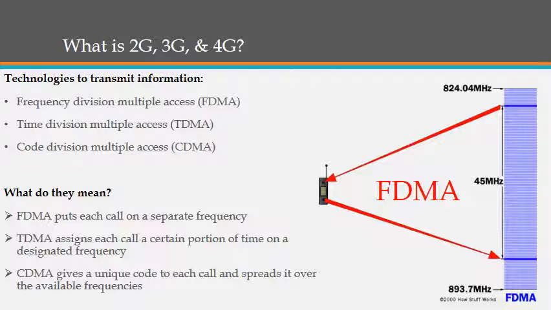Now, what is FDMA? FDMA is when you put each call on a separate frequency from a range from 824 megahertz to 893 megahertz.